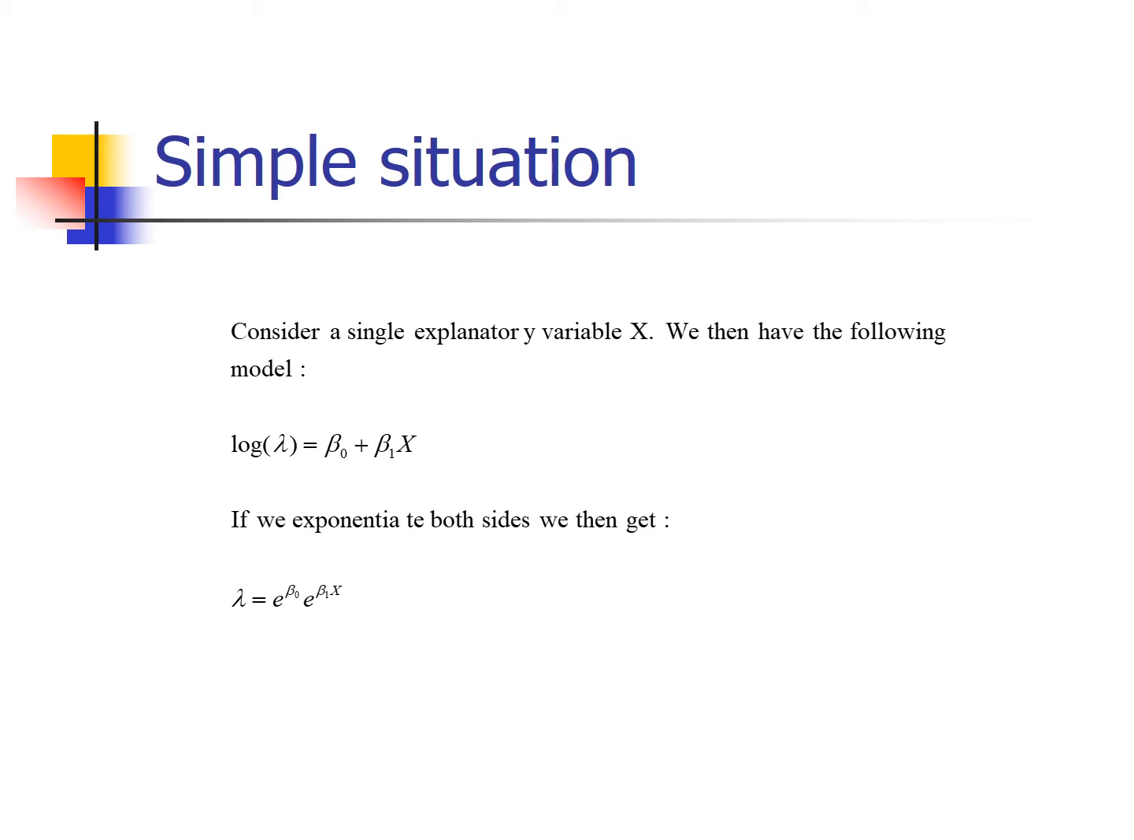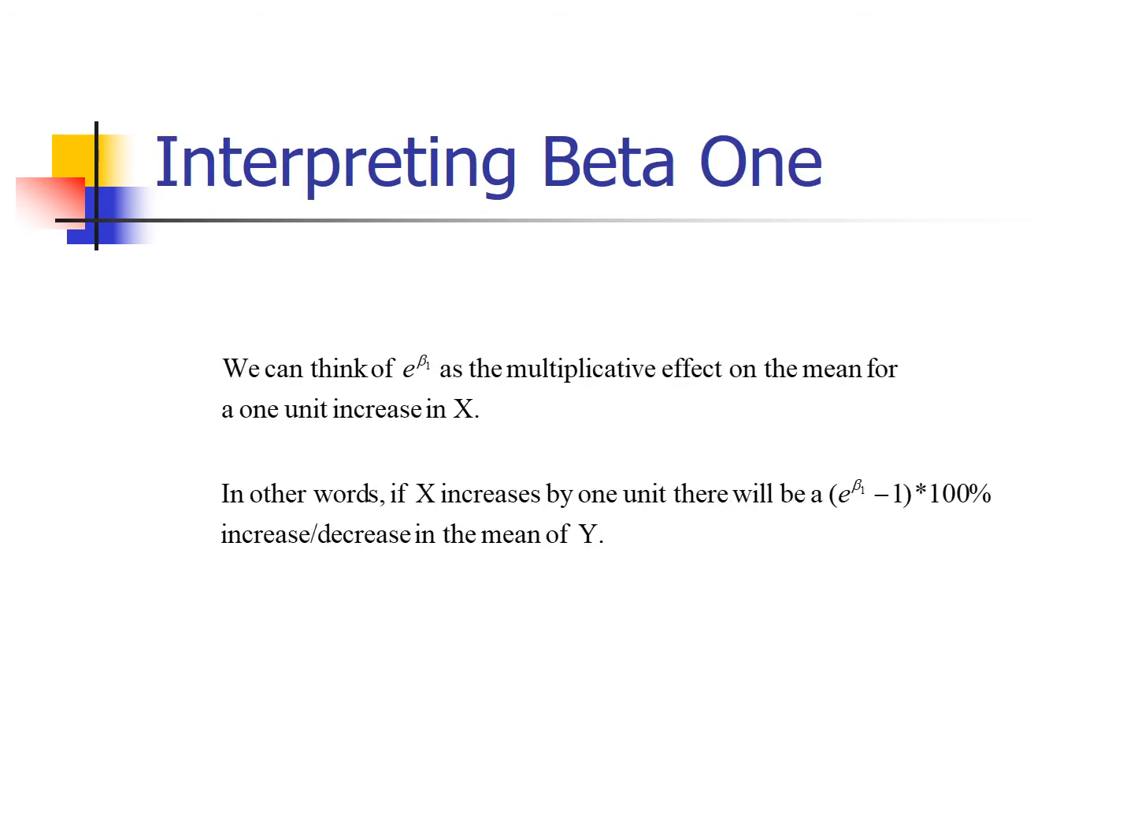Which means what? It means every time we're incrementing x from 0 to 1 to 2 to 3, we're basically multiplying over and over by a factor of e to the beta 1. That is, we can think of e to the beta 1 as the multiplicative effect on the mean for a 1 unit increase in x. In other words, if x increases by 1 unit, then we expect there to be an (e to the beta 1 minus 1) times 100% increase or decrease in the mean of y.